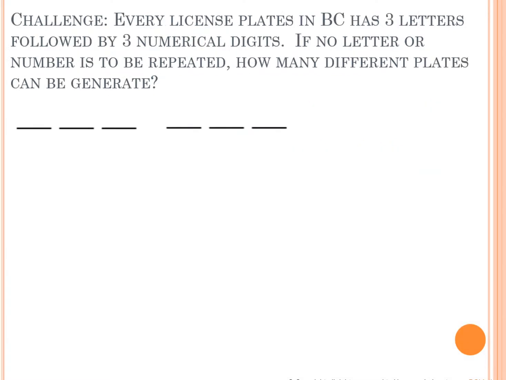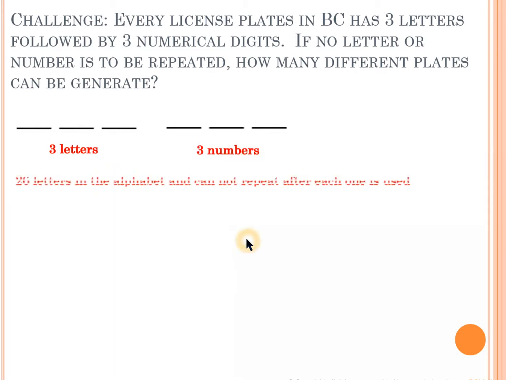All right, let's take a look at the final example here. Every license plate in BC has 3 letters followed by 3 numerical digits. If no letter or number is to be repeated, how many different license plates can be generated? Okay, so let's take a look here. So for every license plate in BC, we have 3 letters followed by 3 numerical digits. So here for the first 3 slots, these must be letters, and for the last 3 slots, these must be numerical digits. Okay, so 3 letters followed by 3 numbers.